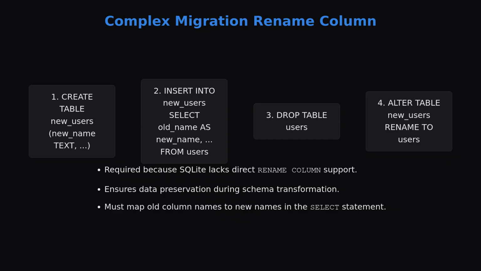The sequence is strictly defined. First, CREATE TABLE new_users defining the desired schema, including the renamed column. Second, INSERT INTO new_users SELECT data FROM the old table, explicitly mapping the old column name to the new column name. Third, execute DROP TABLE users to remove the outdated structure. Fourth, execute ALTER TABLE new_users RENAME TO users. This four-step sequence is mandatory for preserving data integrity while simultaneously transforming the schema structure.